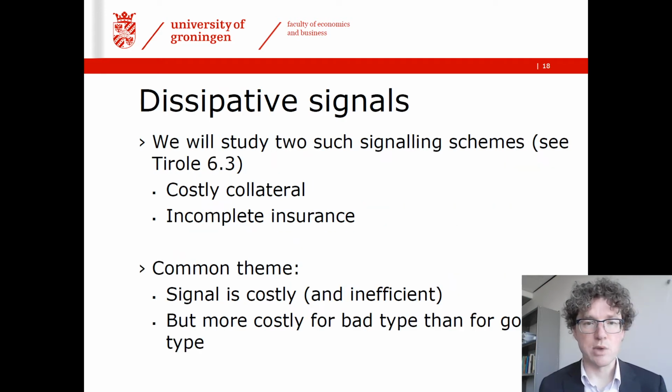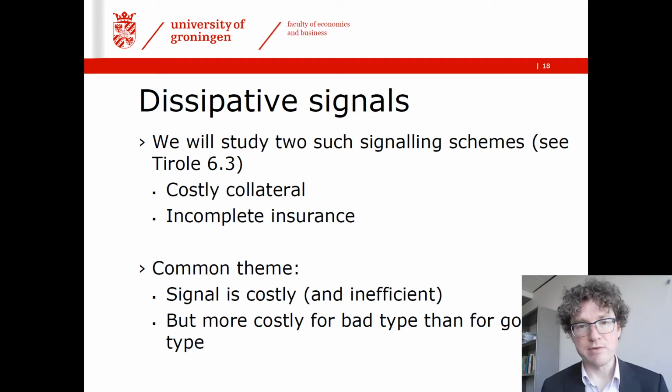So what kinds of signals will we have in mind? Well, we'll study two such schemes, and there are a couple more in Tirole. You can have a look at those. But the two schemes that we'll focus on in the lecture are, on one hand, costly collateral. So you post collateral with the loan that you take. And the second one will be about incomplete insurance. We'll see what that is later on.